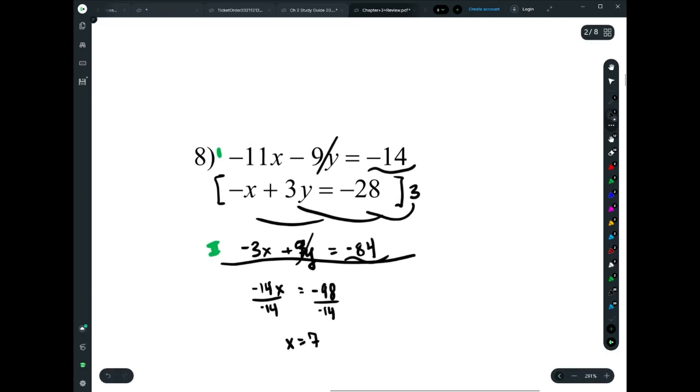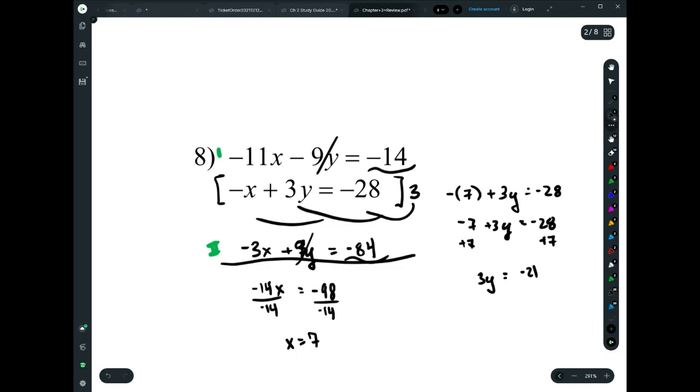And then again, plugging it back into any of the originals, I'll use the first equation. So opposite of 7 is going to be negative 7, plus 3y equals negative 28. Negative 7 plus 3y, negative 28. Add the 7 over, negative 21, 3y, and y then equals negative 7. 7, negative 7 is the combo.